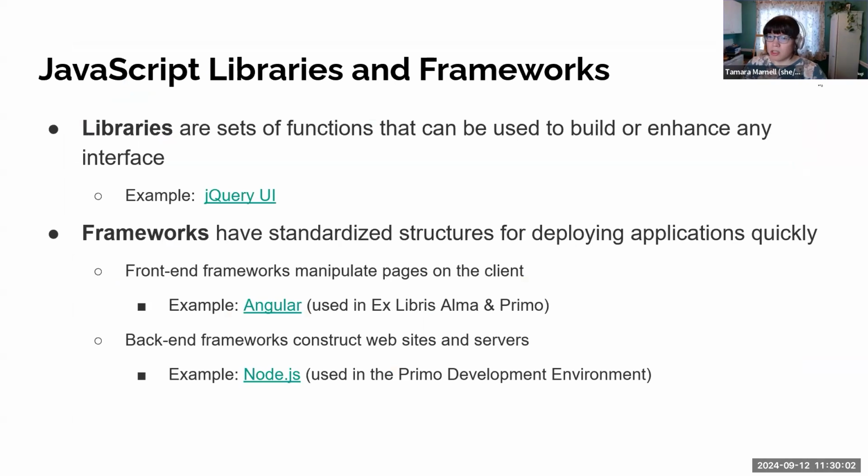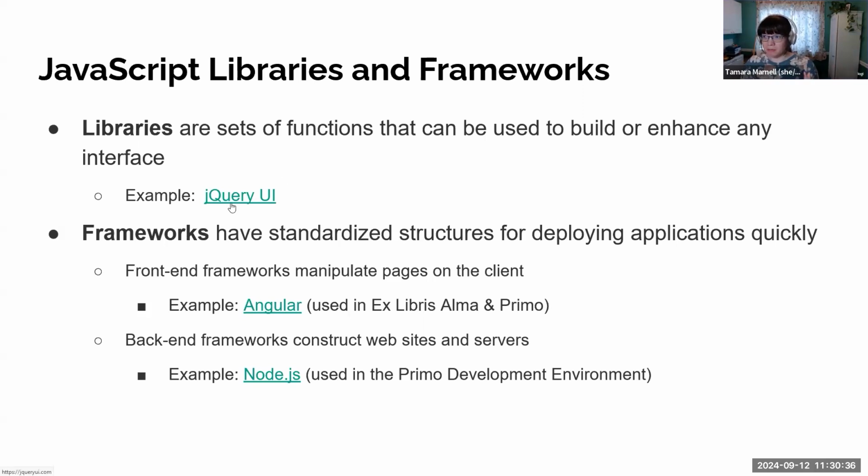So you will rarely see vanilla JavaScript out in the wild anymore. It's good to learn because it is what everything gets translated into, but people often now use libraries and frameworks instead. Libraries are sets of functions that can be used to build or enhance any interface. So somebody went through the trouble of writing all of these functions in vanilla JavaScript, and then they give you the function names. One example is jQuery UI, which is pretty popular.